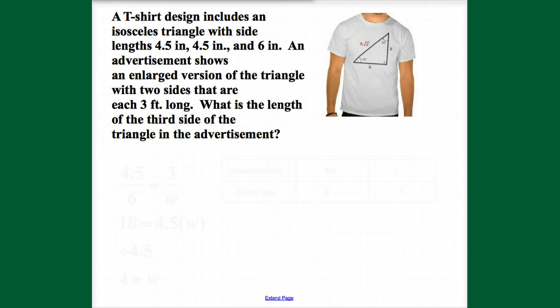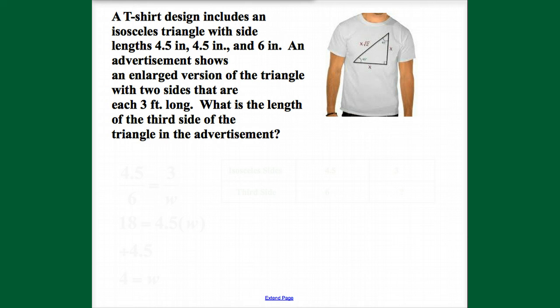So let's have you try this one. A t-shirt design includes an isosceles triangle with side lengths 4.5 inches, 4.5 inches, and 6 inches. And an advertisement shows an enlarged version of the triangle with two sides that are 3 feet long. What's the length of the third side of the triangle?